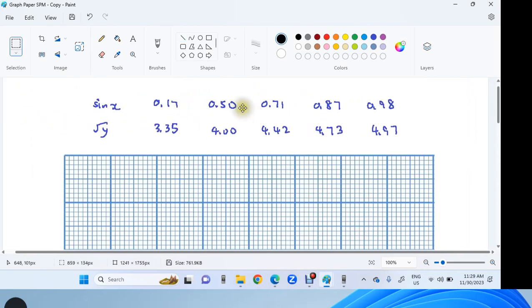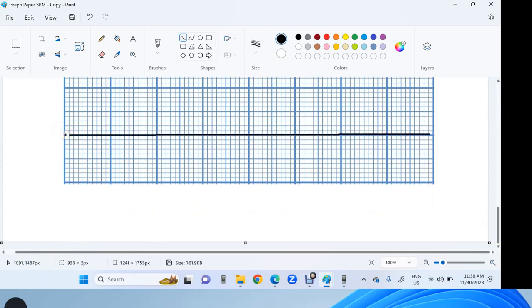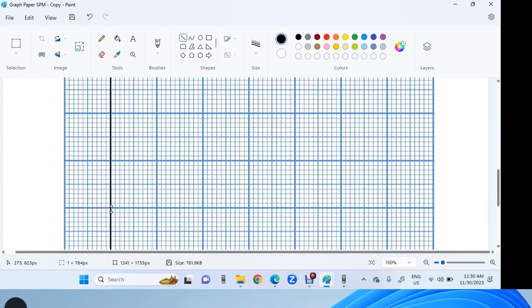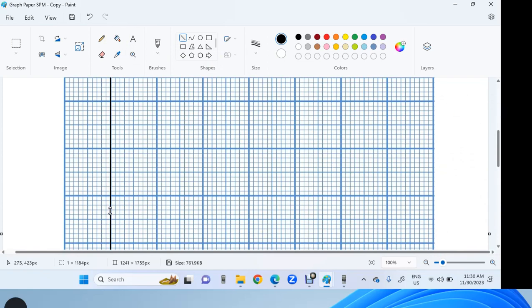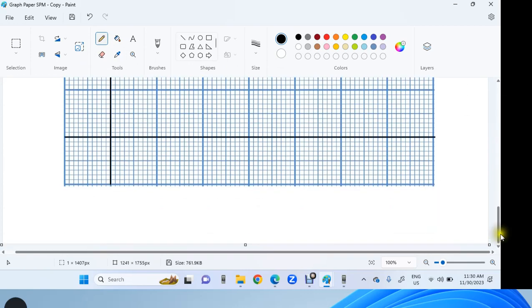So we go to the graph paper here. I think I have enough space, so I just draw. The x-axis and the y-axis are here. If this kind of question comes out in the exam, it's a 10 marks question, so we must score this kind of question. So we have 2, 4, 6, 8, 10. This one is the sine x: 0.2, 0.4, 0.6, 0.8, 1.0.